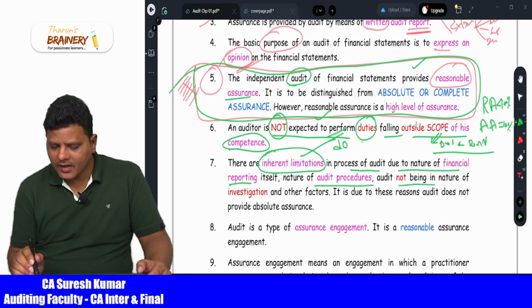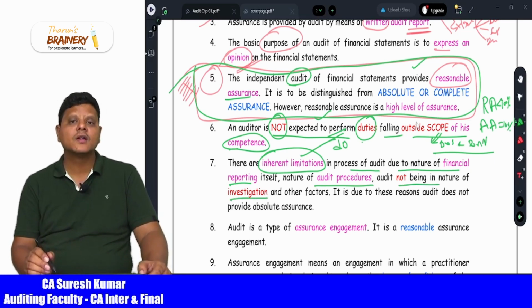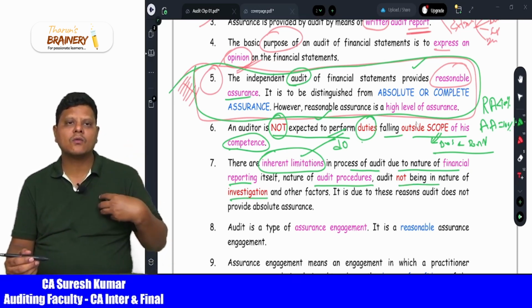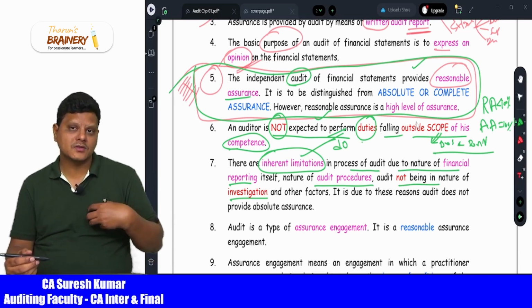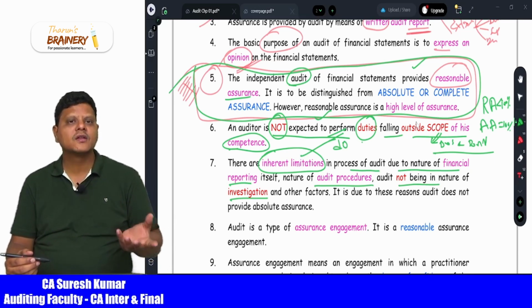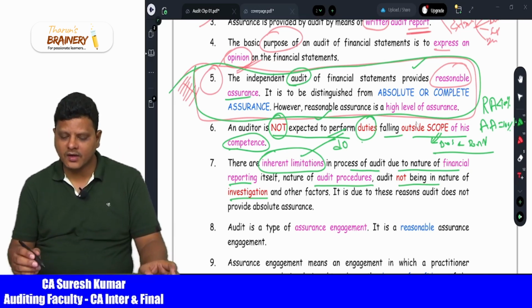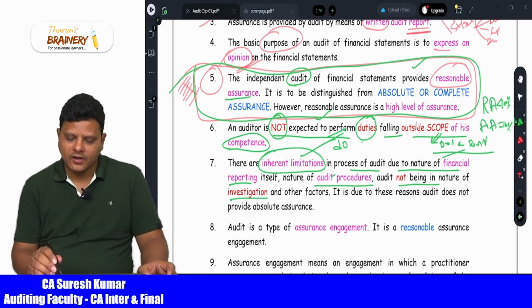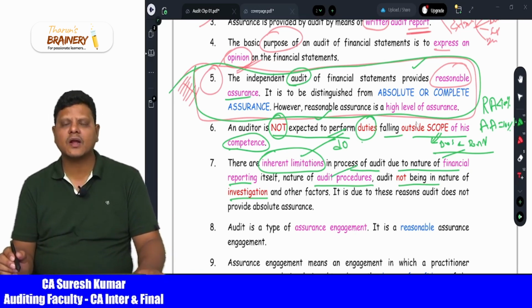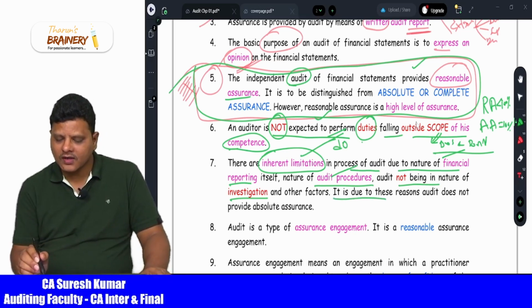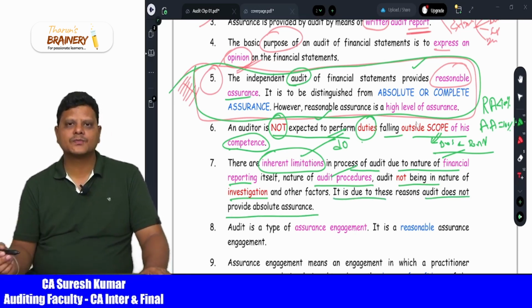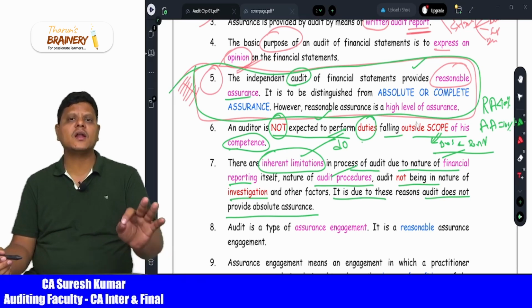And audit not being in the nature of investigation. That's what we told: audit is not an investigation, and it will be carried out only for 1 year. So the auditor can give only reasonable assurance. Why is 100% assurance not possible? Because of the inherent limitations of audit. How many? 3 inherent limitations: the nature of financial reporting, the nature of audit procedures, then lack of time, that is time versus benefit or cost versus benefit. Due to these reasons audit does not provide absolute assurance. The auditor will never give absolute assurance because he is not an investigator.